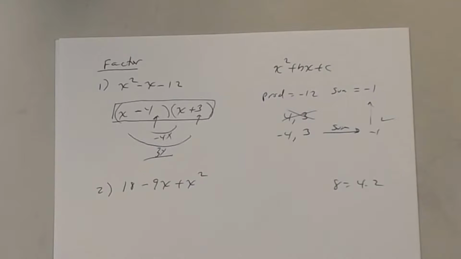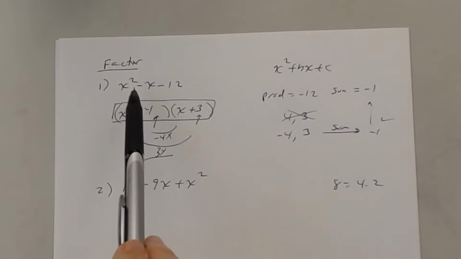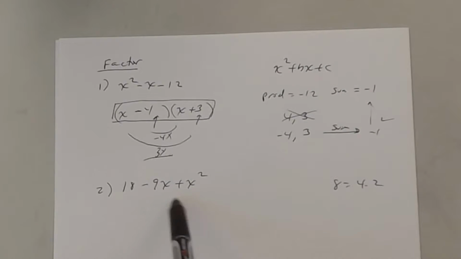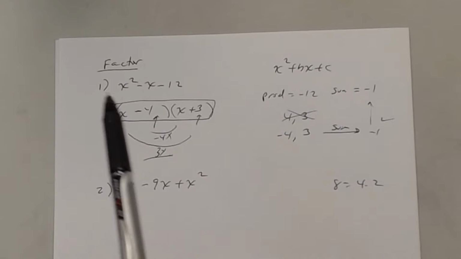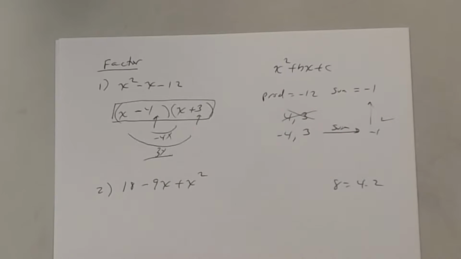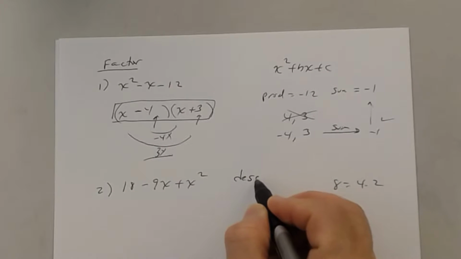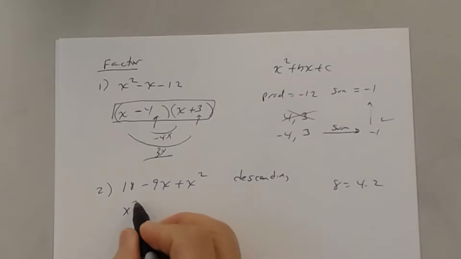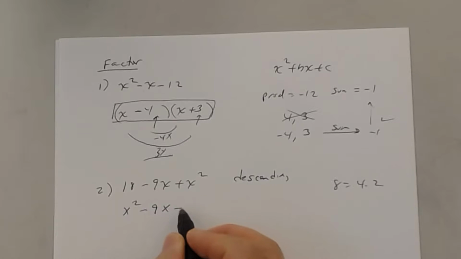Notice that in all the problems we've done last week, the leading term, x squared, was first. You don't see that here. The constant's first. So let's put the leading term, x squared, first. So let's put this in descending order. If I put this in descending order, how are you going to write this? X squared negative 9x plus 18.